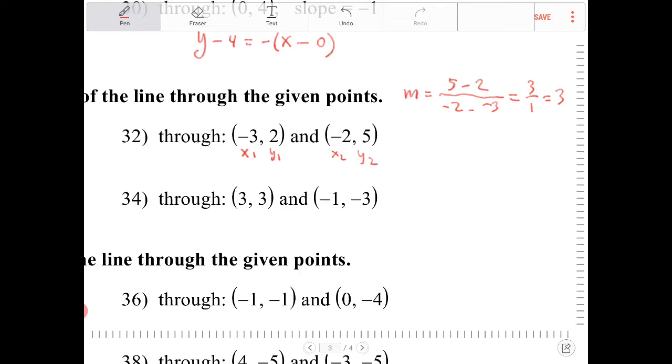And just like from the previous example, let's write this in point-slope form first. We have y minus 2. Again, I'm choosing this as x1 and y1. y minus 2 is equal to 3 times x minus -3. Let's simplify this a little more. We end up with y is equal to 3x. So that's 9 plus 2, that's plus 11.